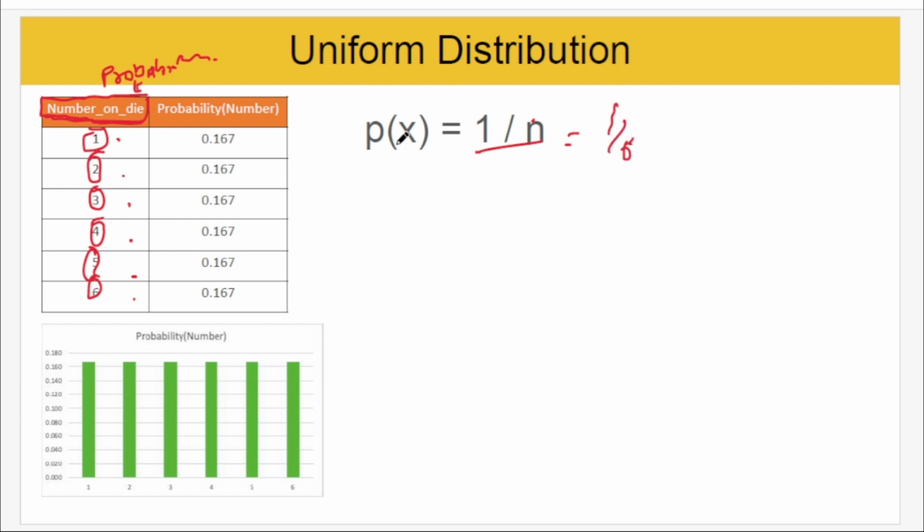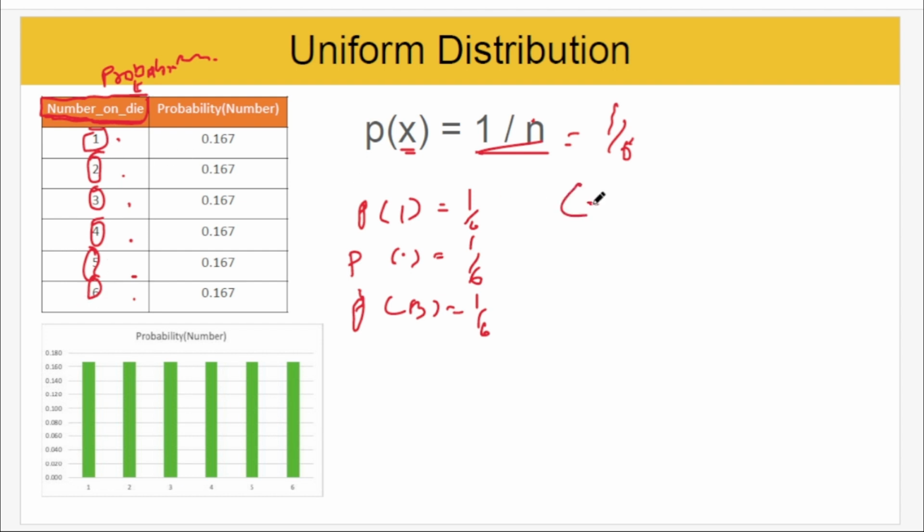Any x, what is possible x here? 1, 2, 3, 4, 5, or 6. So whatever value from 1 to 6 you plug in, the probability of 1 is 1 by 6, probability of 2 is 1 by 6, probability of 3 is 1 by 6. This is what uniform distribution is. Whatever value you plug in here, it will give 1 by n. This is the generalized formula. Why generalized? Now here there are 6 values.